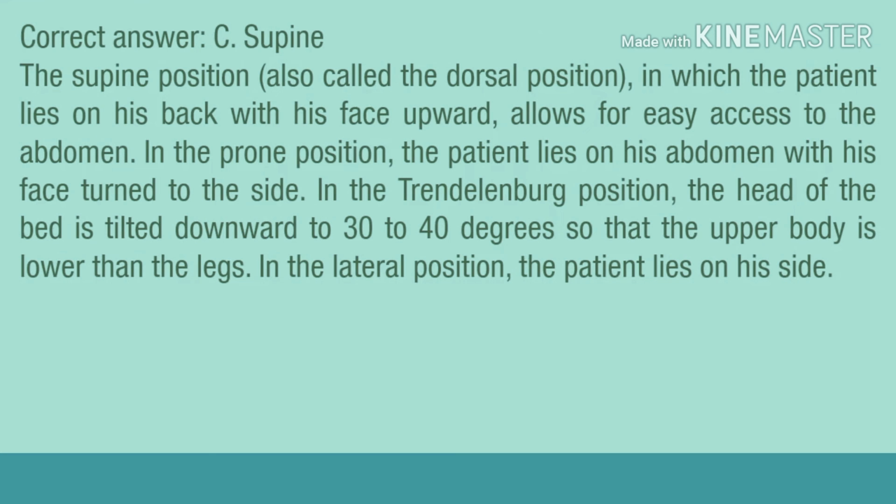Correct answer, C. Supine. The supine position, also called the dorsal position, in which the patient lies on his back with his face upward, allows for easy access to the abdomen. In the prone position, the patient lies on his abdomen with his face turned to the side. In the Trendelenburg position, the head of the bed is tilted downward 30 to 40 degrees so that the upper body is lower than the legs. In the lateral position, the patient lies on his side.